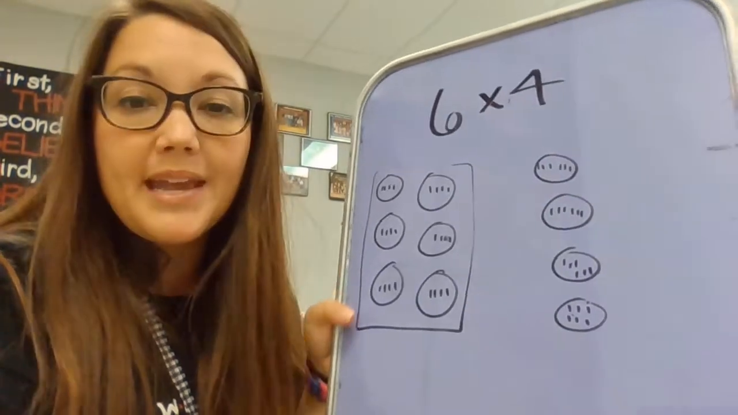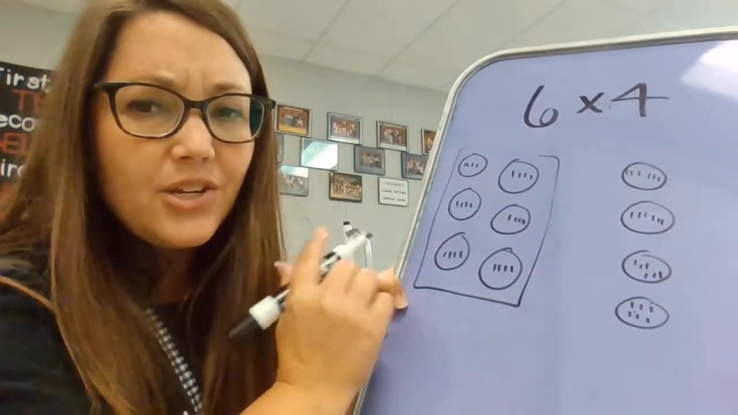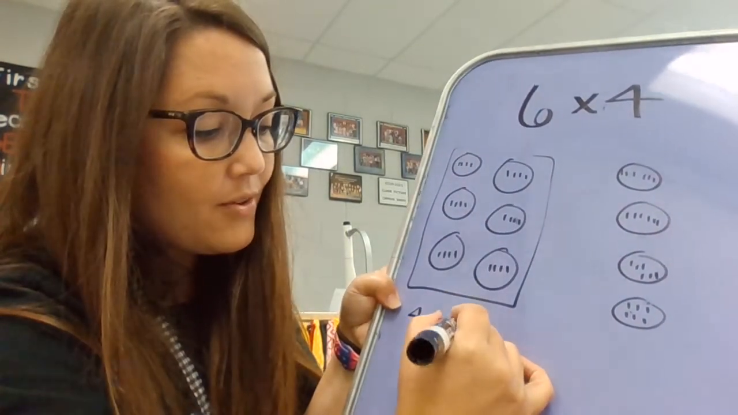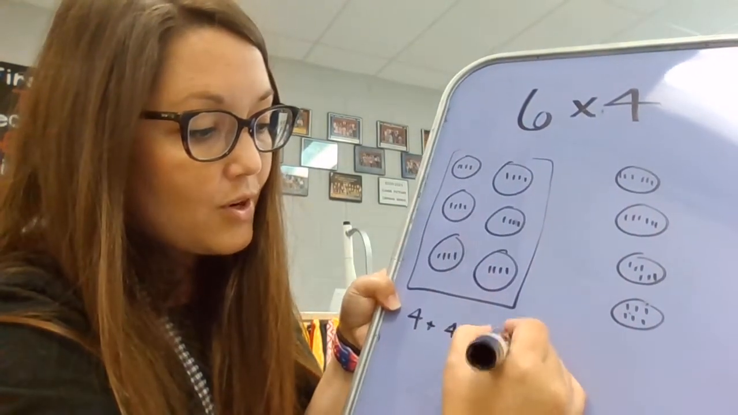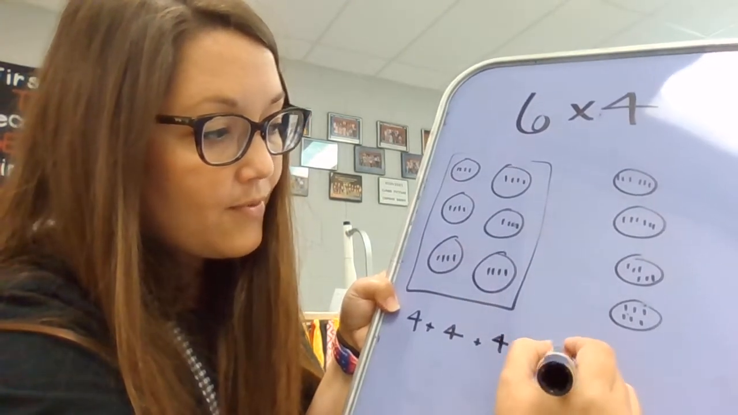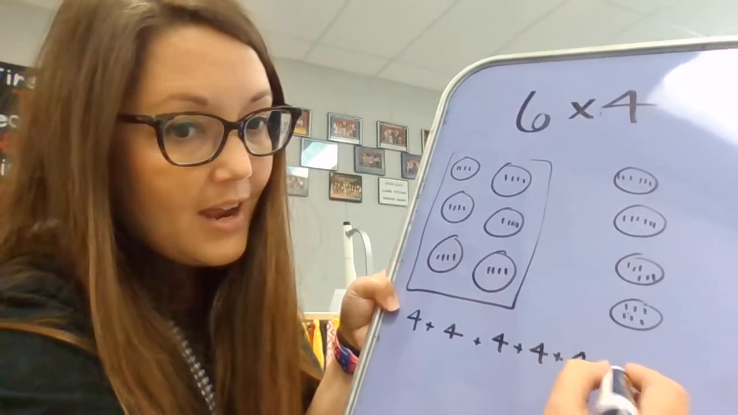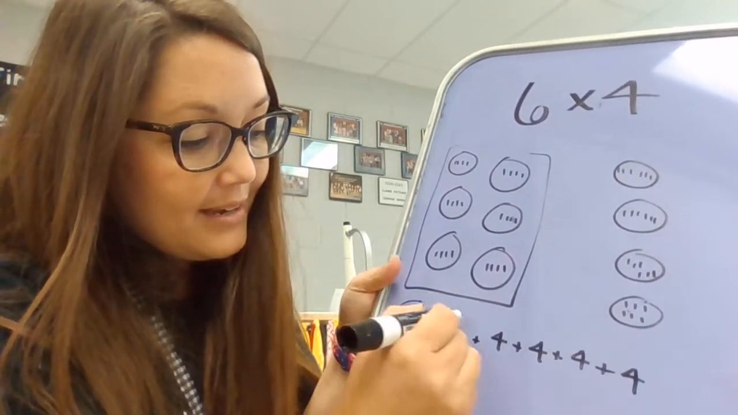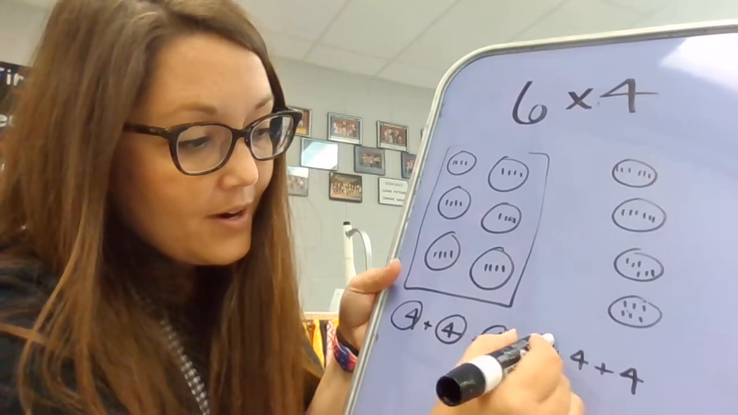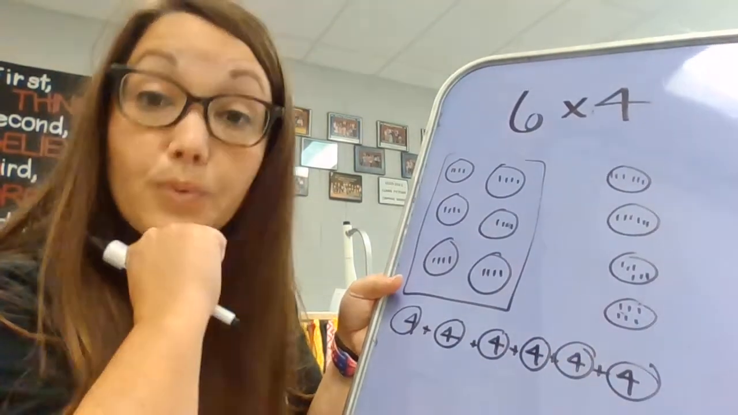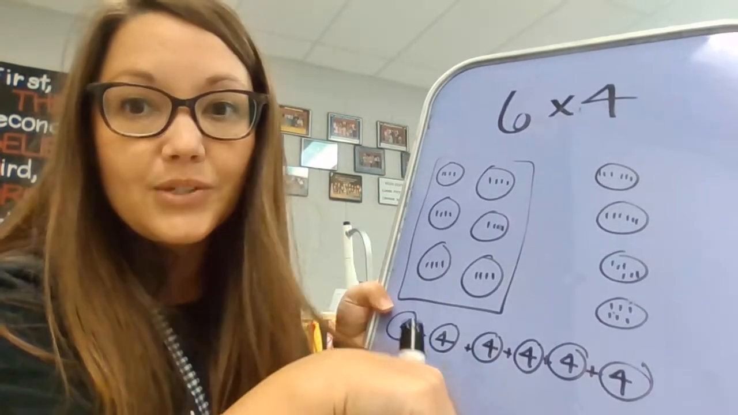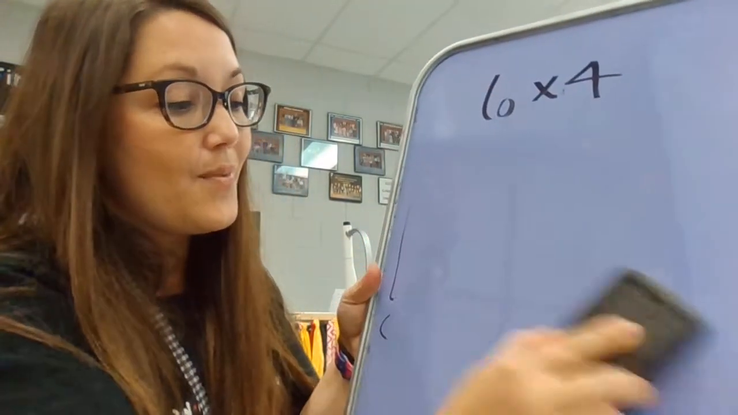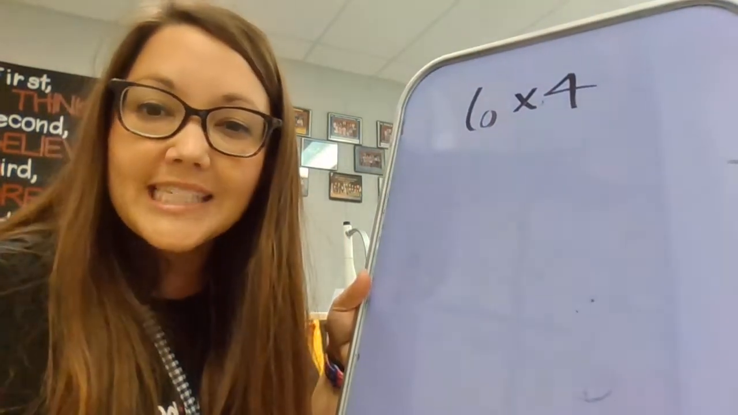Now let's take it into repeated addition. How many do we have here? We have 4. How many do we have here? We have another group of 4, and another group of 4, and another group of 4, and you guessed it, another group of 4. I have 1, 2, 3, 4, 5, 6 groups of 4.